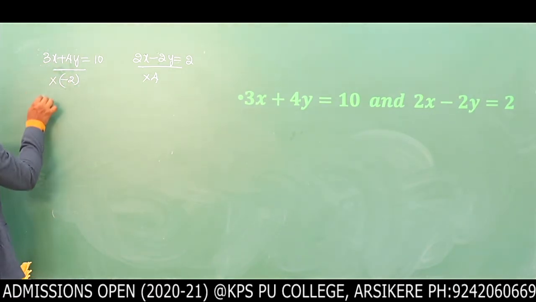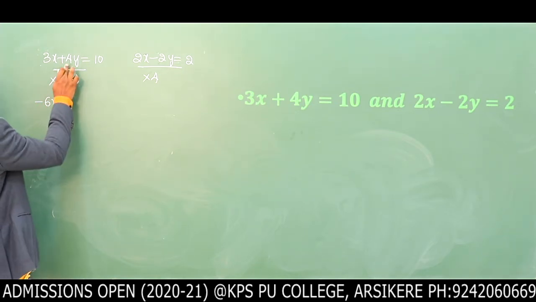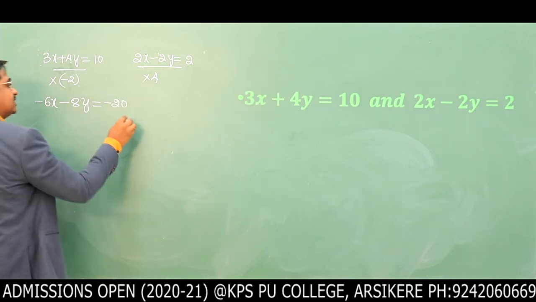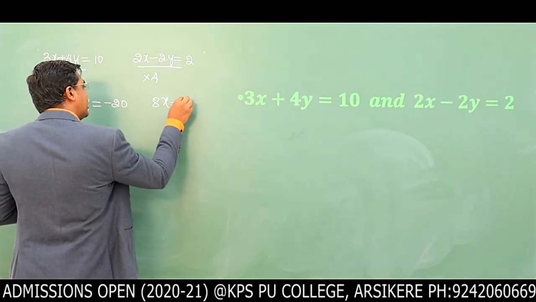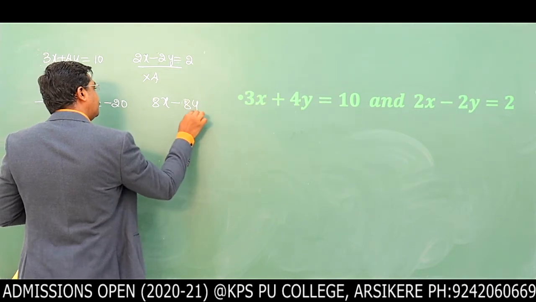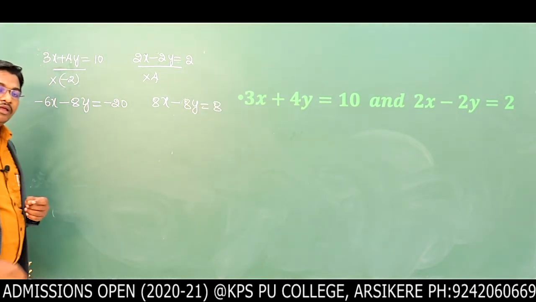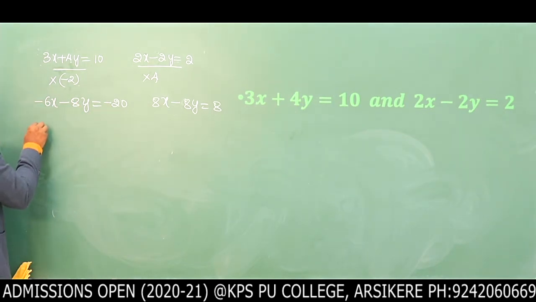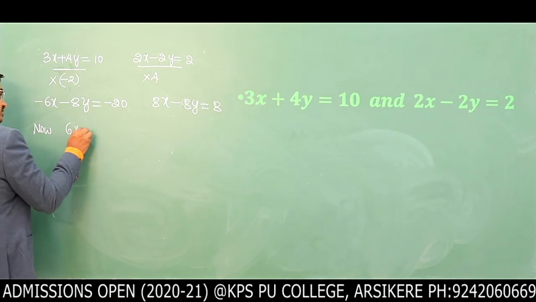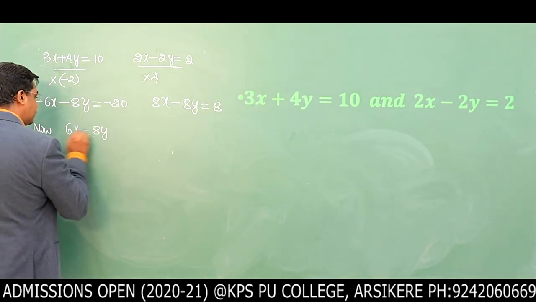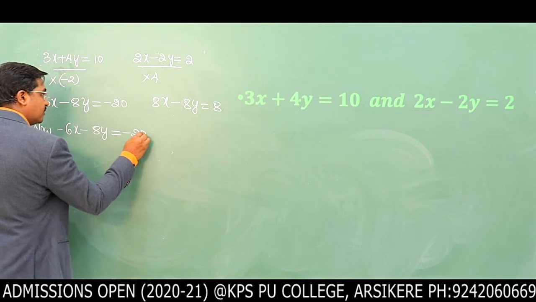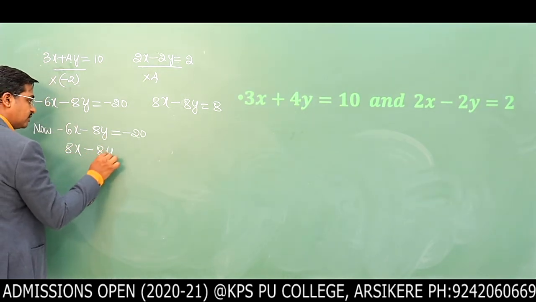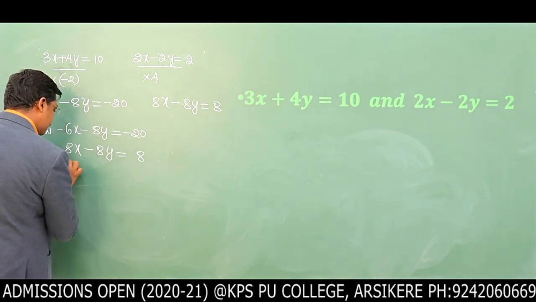So minus 2 into 3x is minus 6x, minus 2 into 4 is minus 8 into y is equal to minus 20. For the second equation, 8x minus 8y is equal to 8. Either cancel the first term with the second or the second term with the first term. Now 6x minus 8y is equal to minus 20 and the second equation 8x minus 8y is equal to 8.